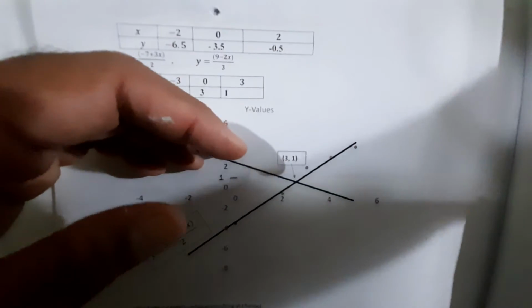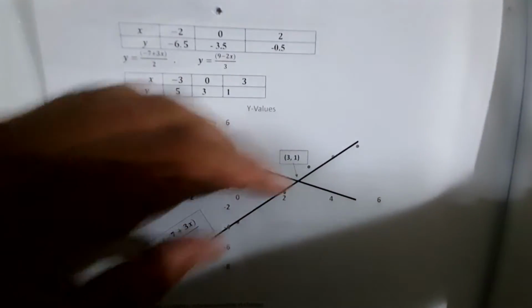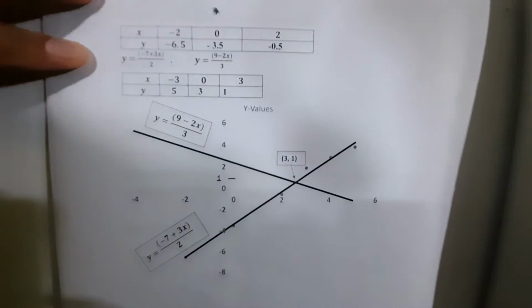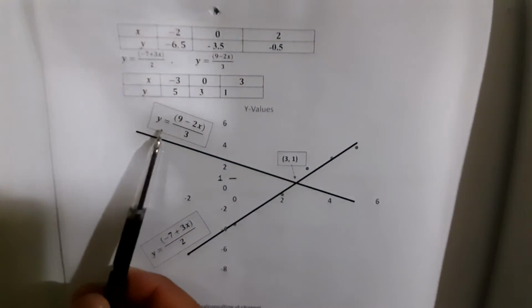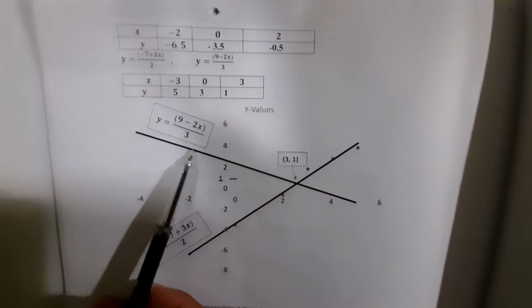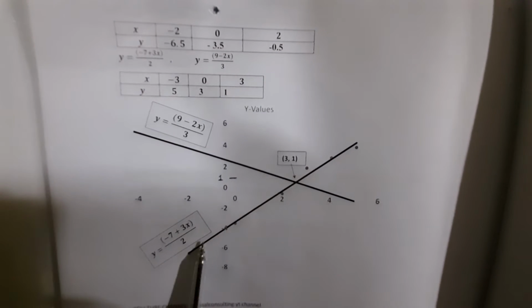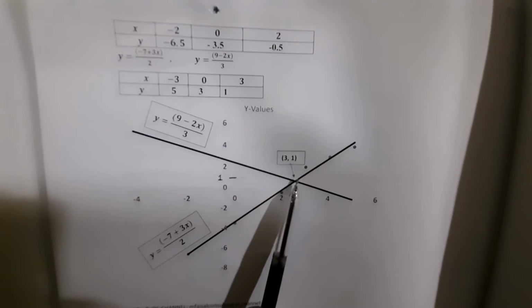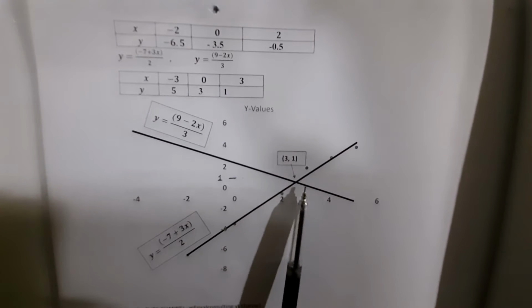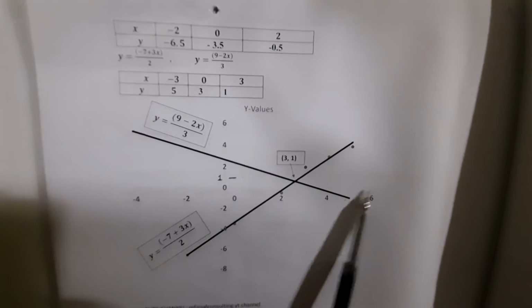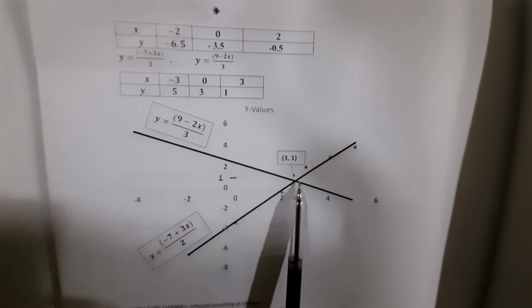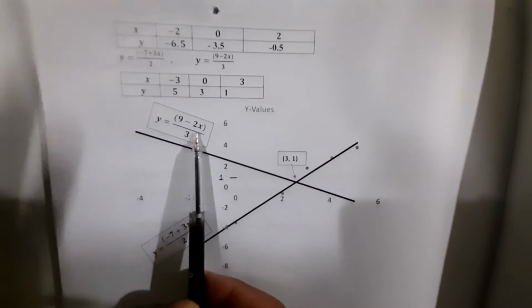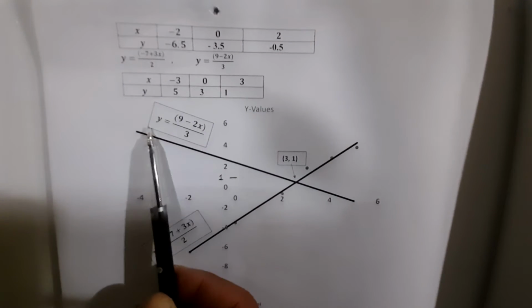Now we'll be drawing this graph. This is the graph for the equation y is equal to 9 minus 2x divided by 3, and this is the graph of y is equal to minus 7 plus 3x divided by 2. Both graphs coincide at 3 and 1. So 3 on the x-axis, this is the x-axis, and 1 on the y-axis. So the value of x is 3 and y is 1.